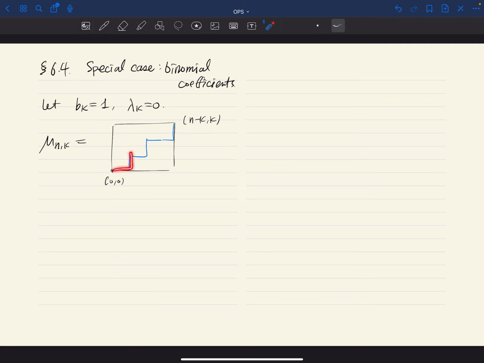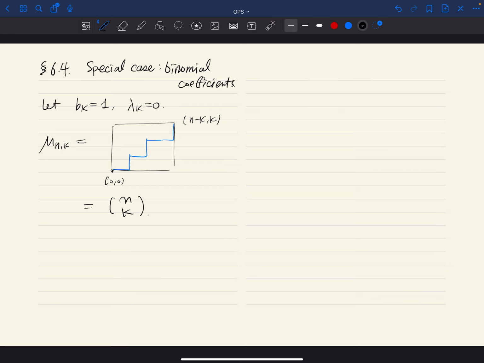But now the x_i or b_i are all 1. That means we just count paths from here to there, right? So this is the number of ways to go from here to here, but that's exactly a binomial coefficient. So this is n choose k, right? Quite simple.